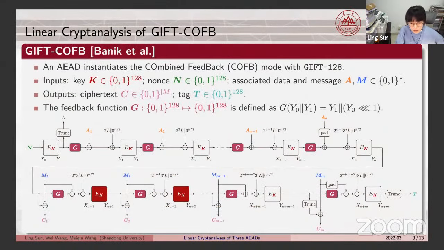The first target is GIFT-COFB. Since Mustafa just gave the scheme of COFB, we skip some detail. The EK function in the case of GIFT-COFB is referred to as the cipher GIFT-128. The ciphertext generating phase exploits the feedback function G, which is a linear function over the 128-bit input.